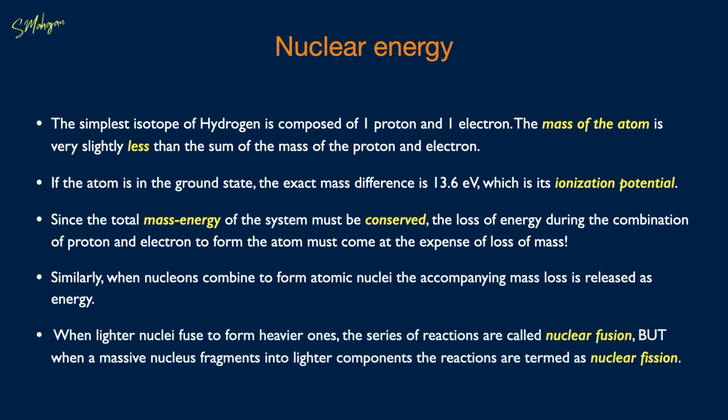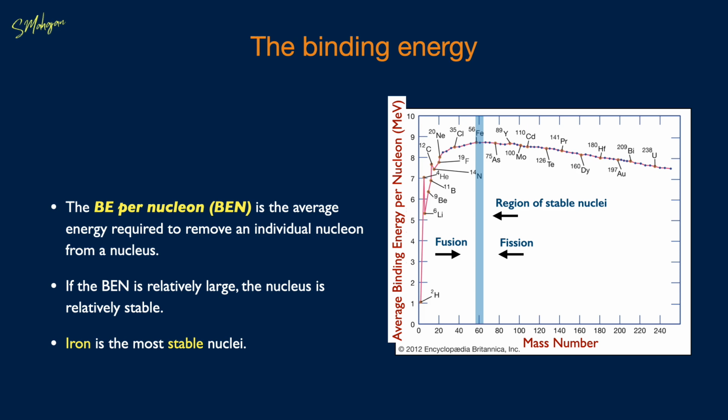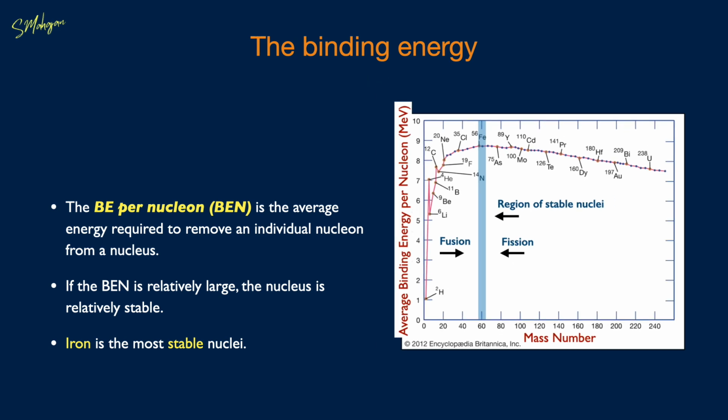When lighter nuclei fuse to form heavier ones, the series of reactions are called nuclear fusion. But when a massive nucleus fragments into lighter components, the reactions are termed as nuclear fission. Note that both of these are forms of nuclear energy. The nuclear energy is different for different elements. We know that through this graph.